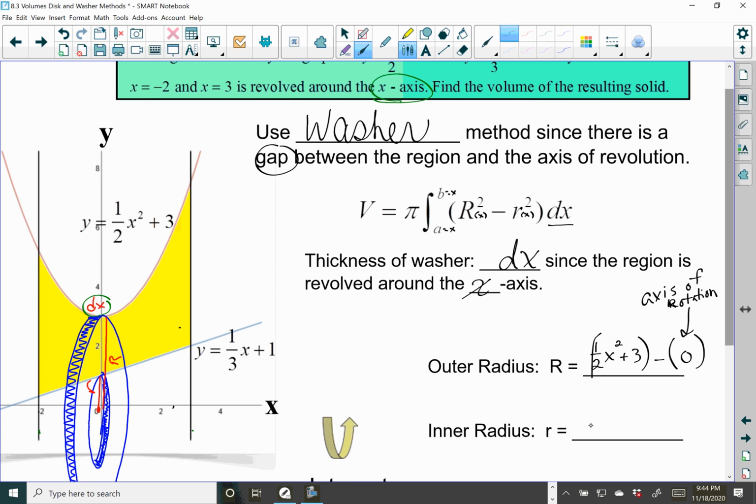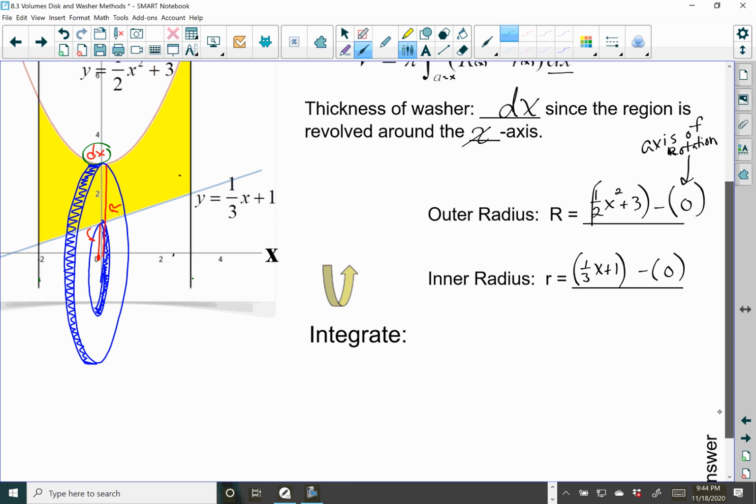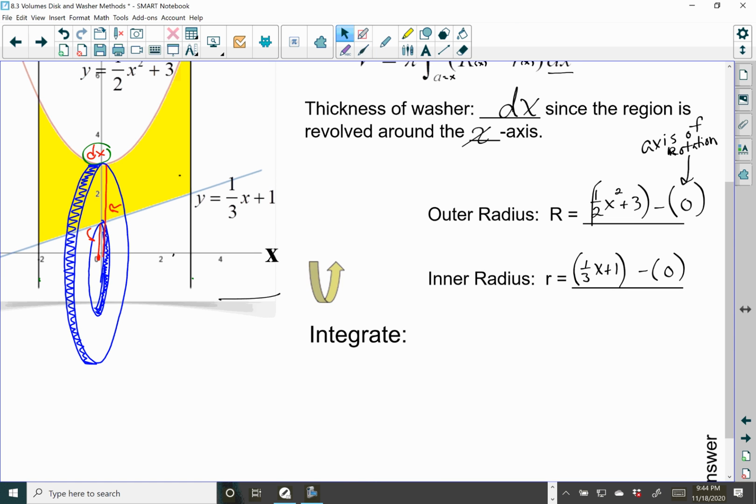Little r is our inside function. So we're going to take 1/3 x plus 1, subtract the axis of rotation, minus 0. So obviously we don't need those, but I think it's good to have them there. This is our axis of rotation, isn't it? It's revolving about the x. So let's get into writing the integral.